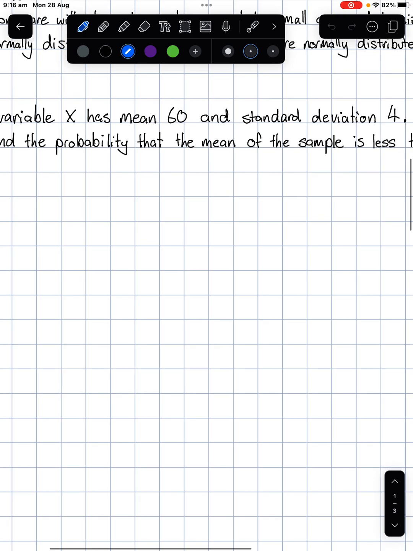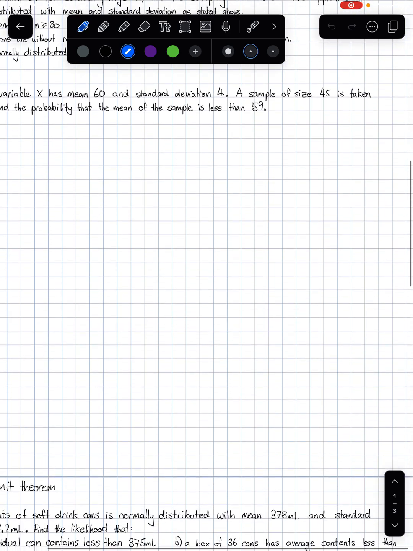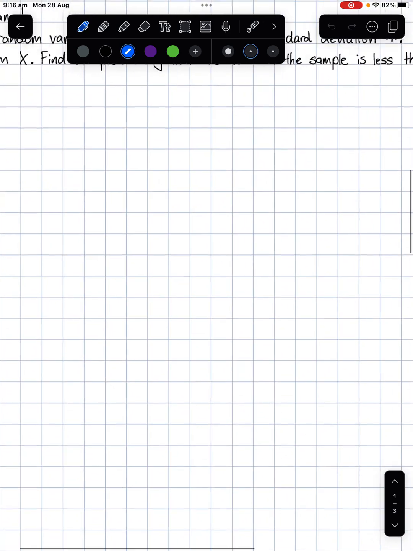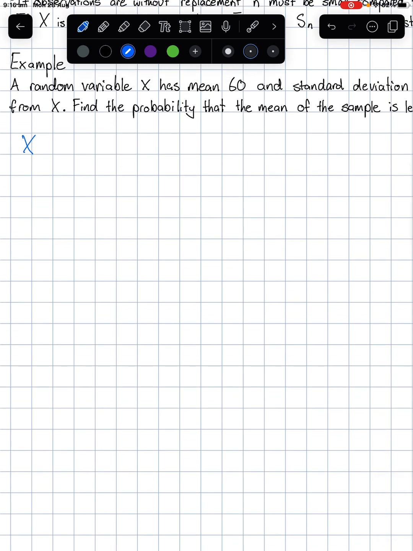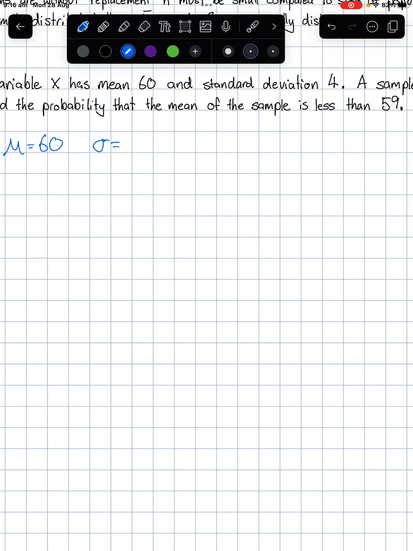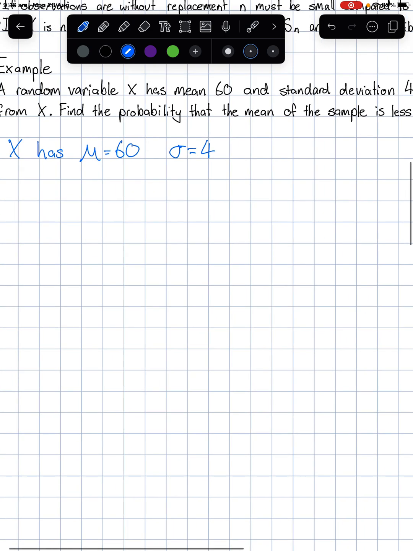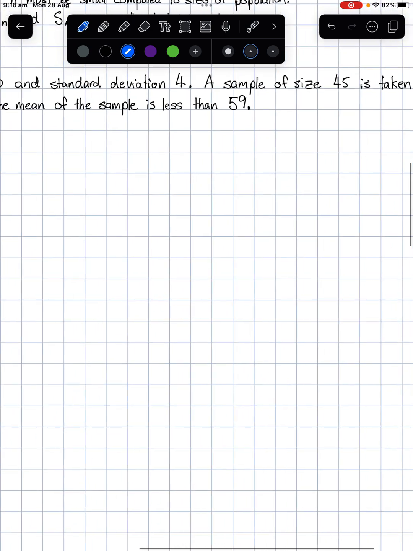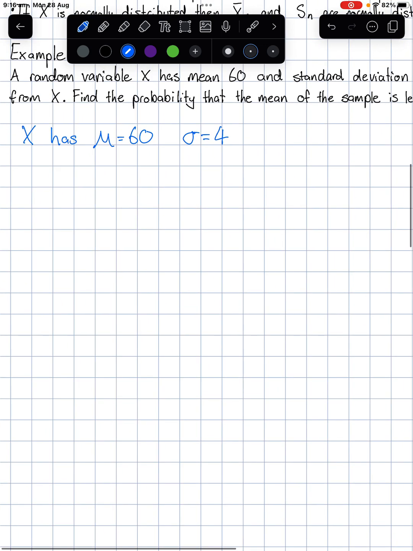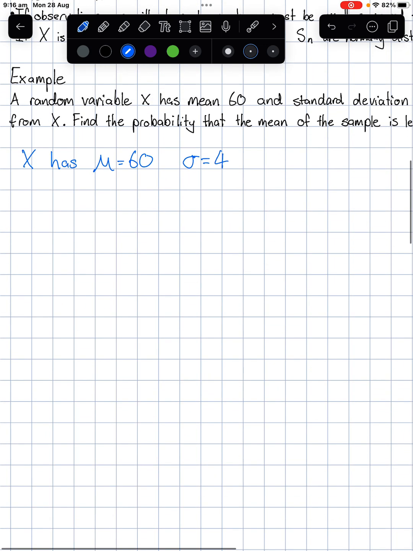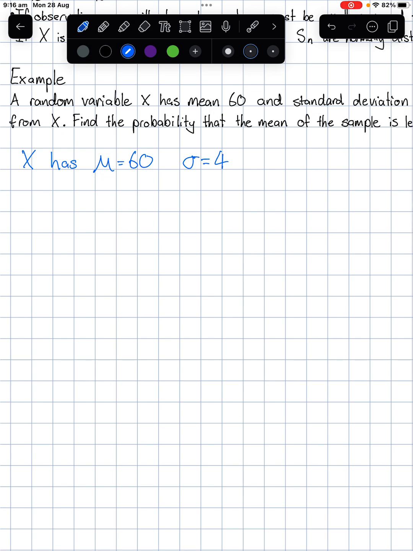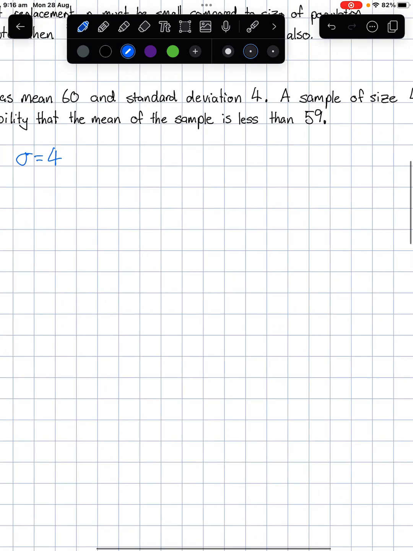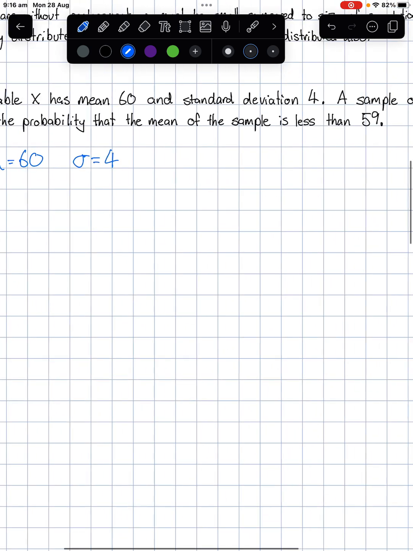So we're looking at this here. We're given values here. X has a mean of 60 and a standard deviation equal to 4. Now, it doesn't say it's normally distributed, so we have to use the central limit theorem here. And so what we do here is we're going to be considering a sampling distribution.